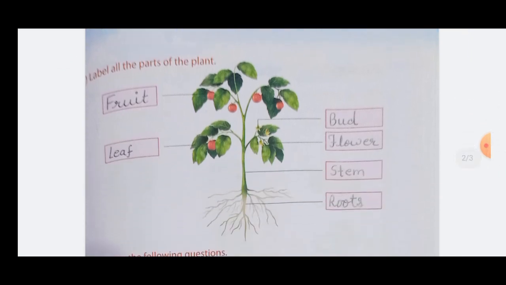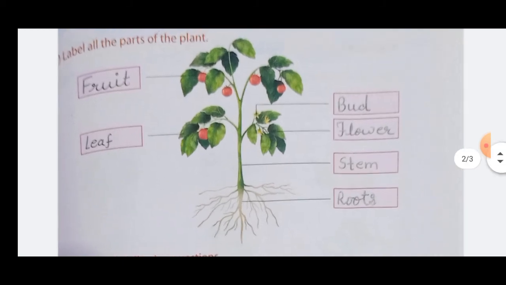Exercise C. Label all the parts of the plant. Students, a plant picture is in front of you. Here are some important parts of the plant. Number 1, bud. Number 2, stem. Number 3, flower. Number 4, root. Number 5, root, and last is leaf. All these parts are very important for a plant.